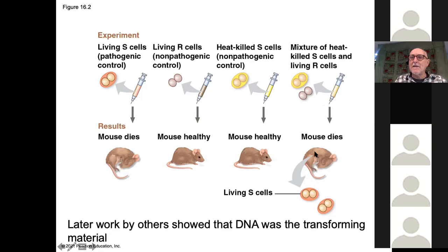The mouse died. Why did the mouse die? There's no living pathogenic bacteria. The only living bacteria he injected are these rough, non-pathogenic bacteria, yet the mouse died. And the answer came when he extracted bacteria from the dead mouse, because the bacteria that he extracted were now smooth. They were smooth bacteria.